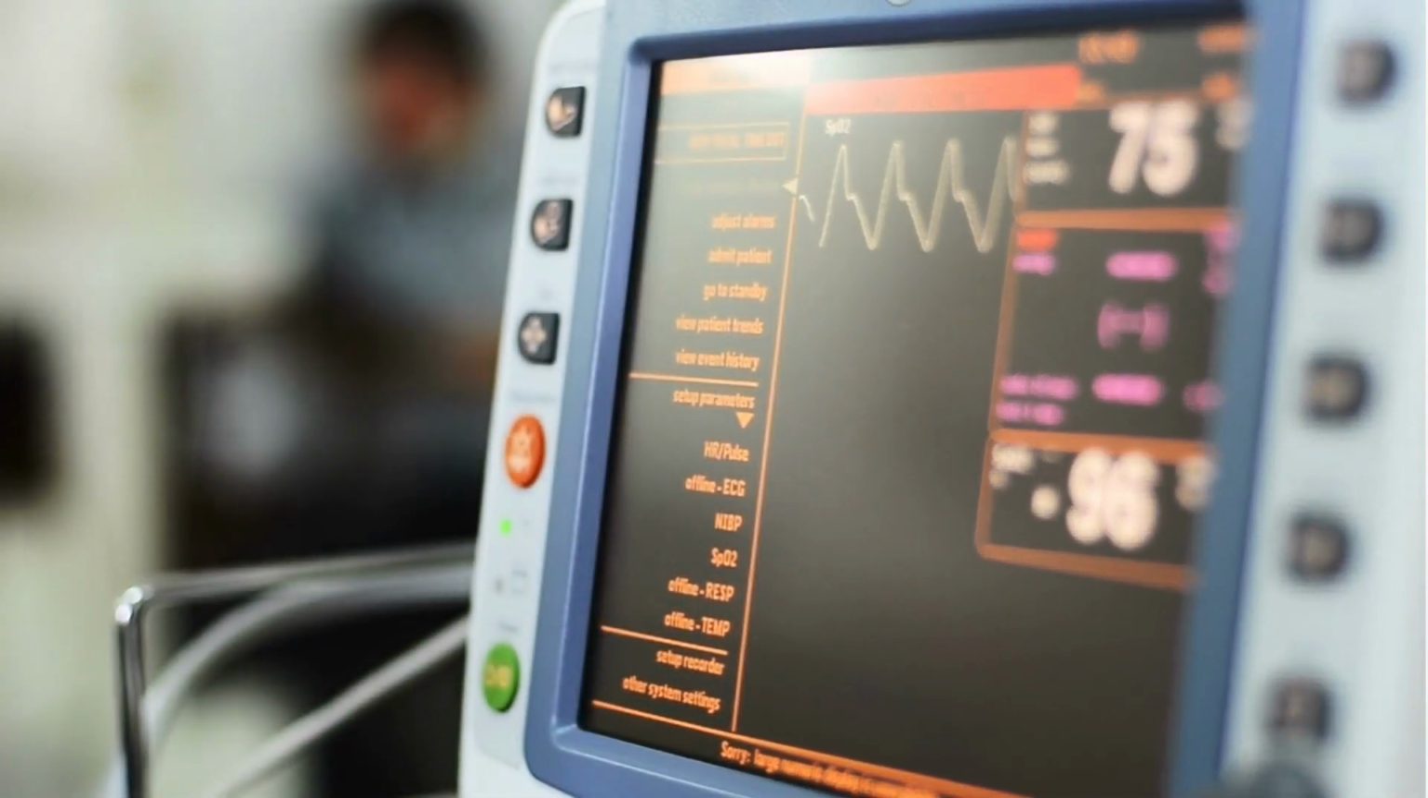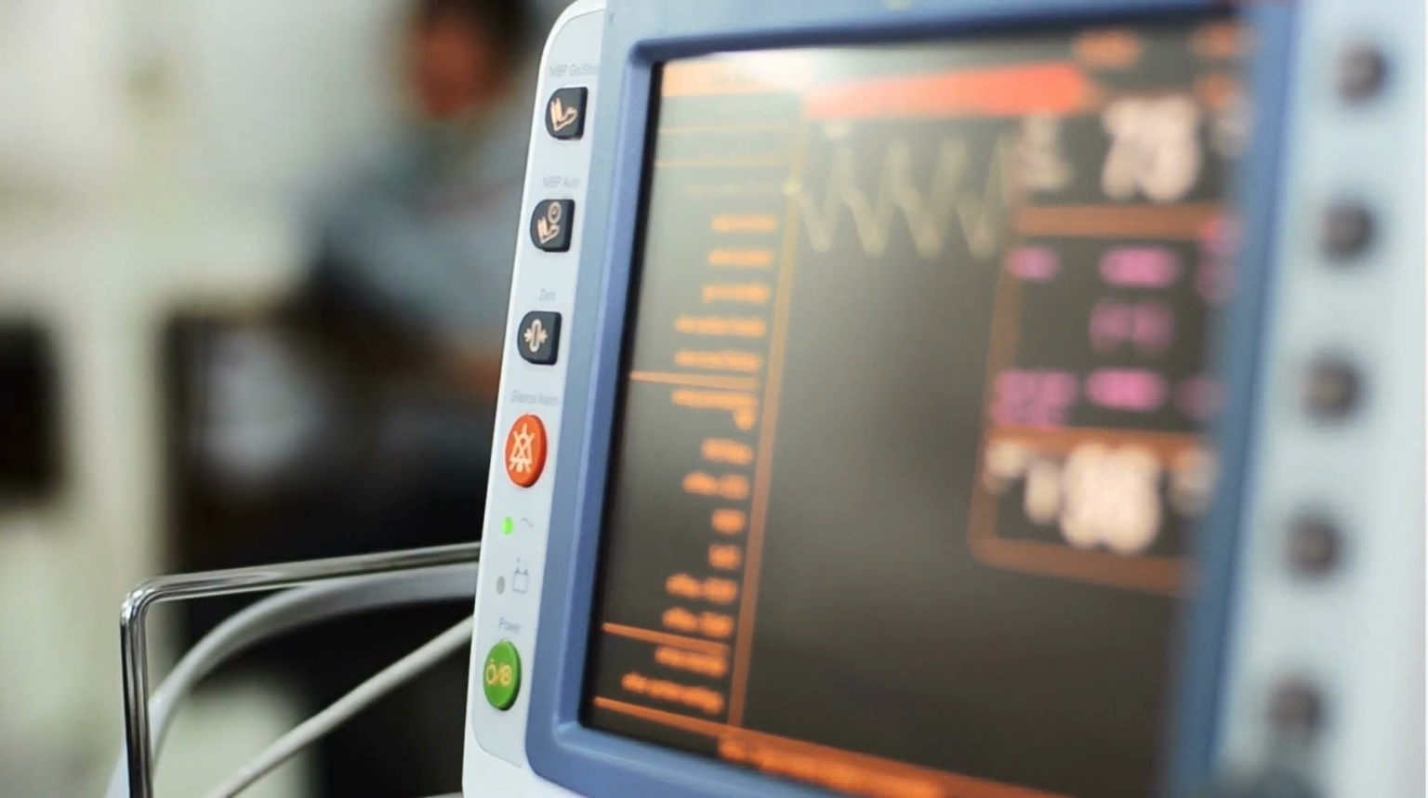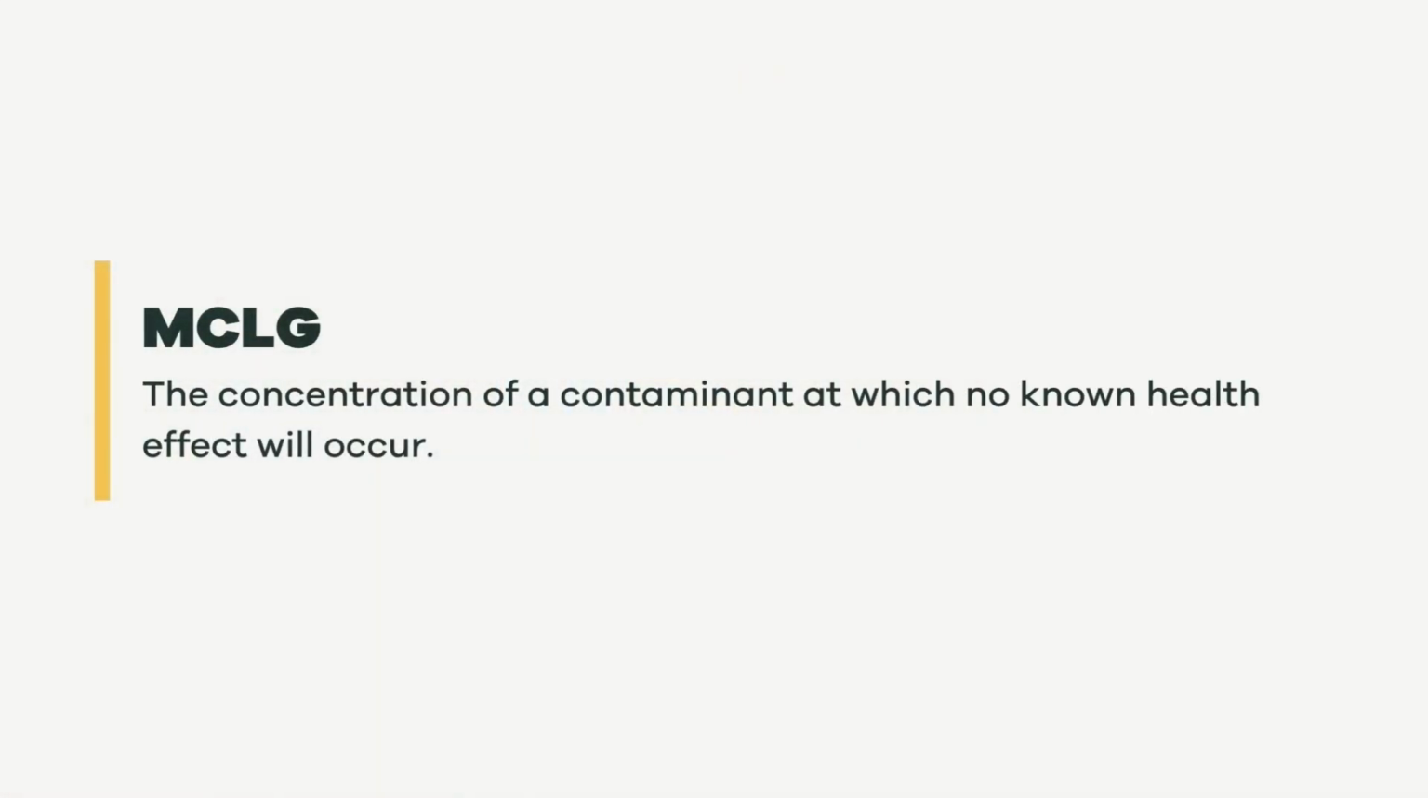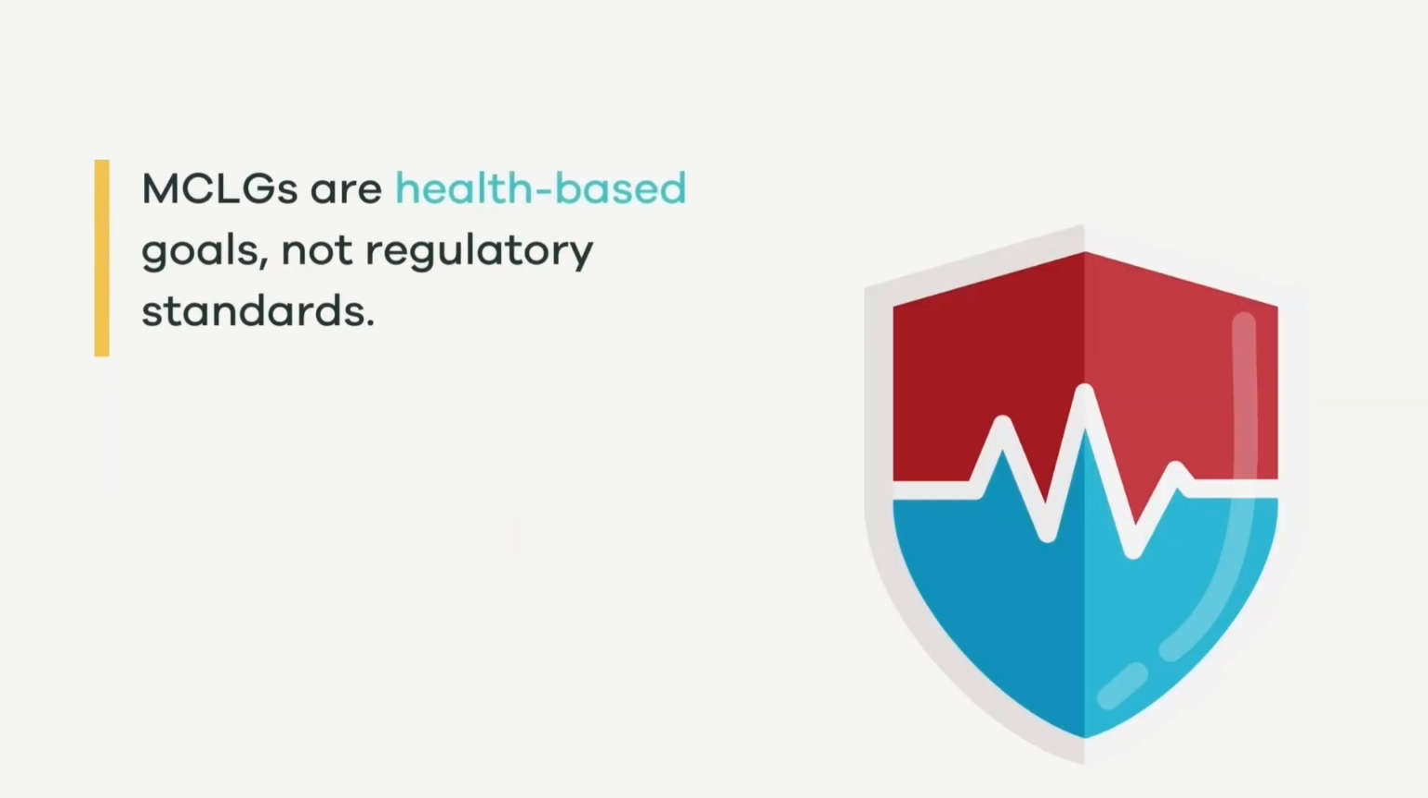Before establishing regulatory standards, the EPA reviews how a contaminant impacts health. Then, the EPA establishes a maximum contaminant level goal, or MCLG, which is the concentration of a contaminant in drinking water at which no known health effect would occur. MCLGs are health-based goals, not regulatory standards.